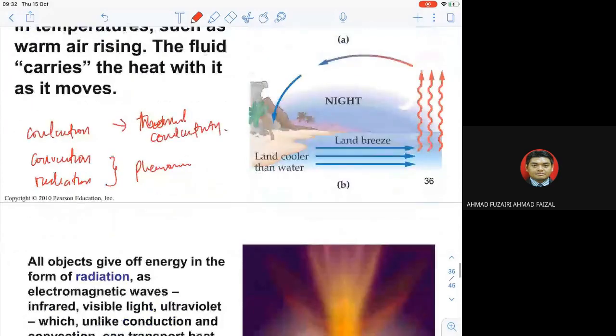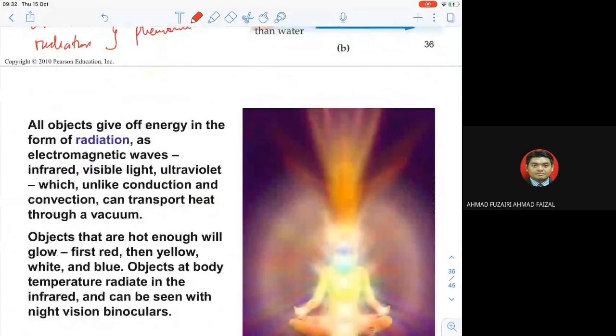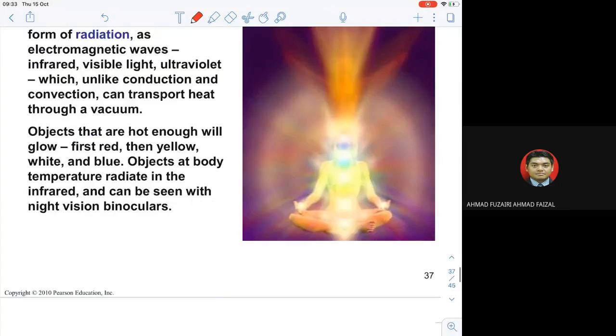Radiation lebih kepada electromagnetic wave. For example, you have infrared, visible light, and ultraviolet. Because you cannot see UV coming to you, but you can feel the heat. So the heat will be transported through a vacuum. It doesn't use perolakan, tak ada yang panas naik atau yang sejuk turun, tetapi dia menggunakan konsep transport. The heat comes from the sun. It's just a phenomenon, so you kena tahulah. Okay, itu untuk summary untuk chapter ni.